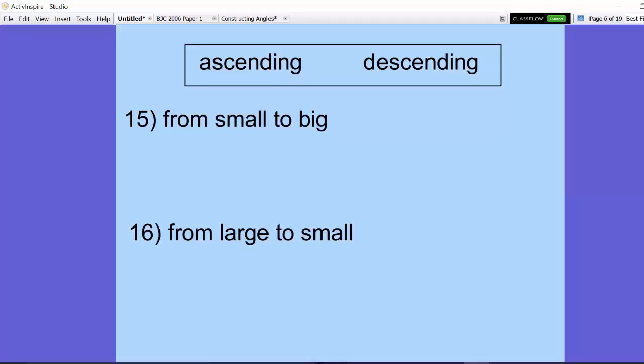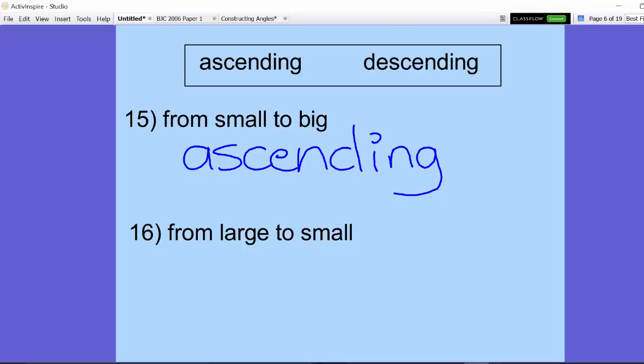All right, we have 2 words in the box, ascending and descending. We have 2 questions, from small to big, then from large to small. So when you start small and you go big, it's ascending. And then when you start large and you go to small, it's descending.